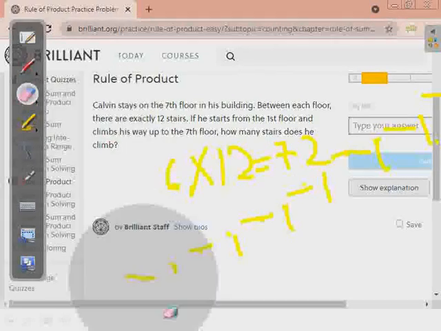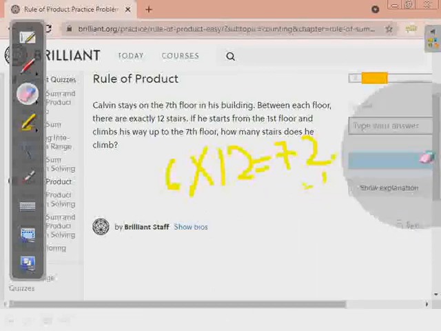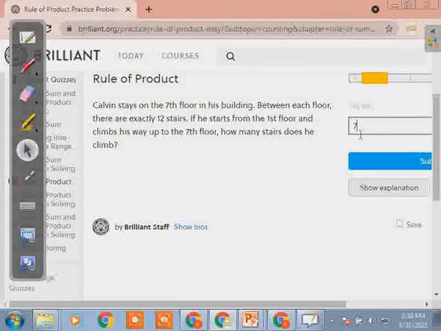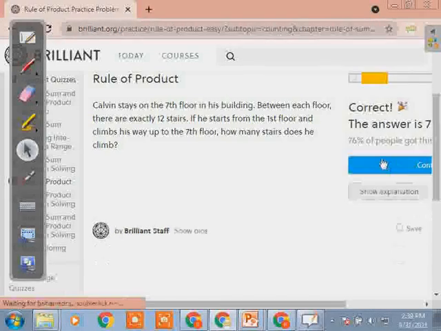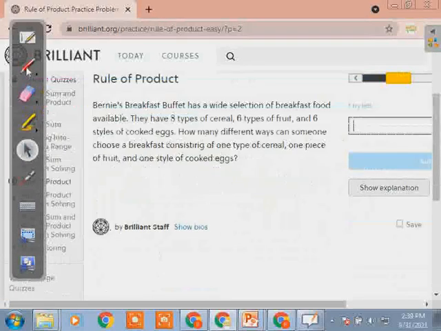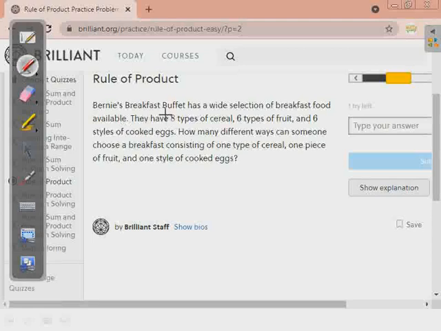This problem was more about understanding rather than a principle. So we type 72. Submit. Yeah, we got the correct answer. Now, this question is about the multiplication principle. Bernie's breakfast buffet has a wide section of breakfast food available. There are 8 types of cereal, 6 types of fruit, and 6 styles of cooked eggs. How many different ways can someone choose a breakfast consisting of 1 type of cereal, 1 piece of fruit, and 1 style of cooked eggs?